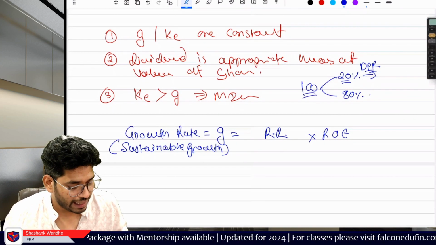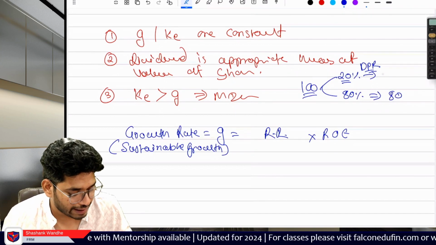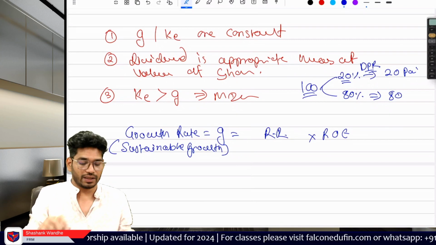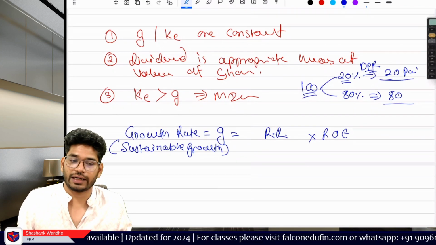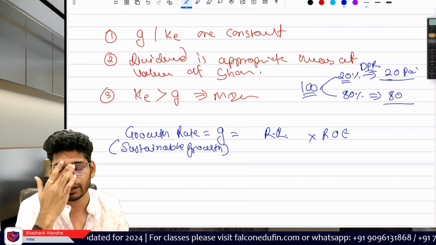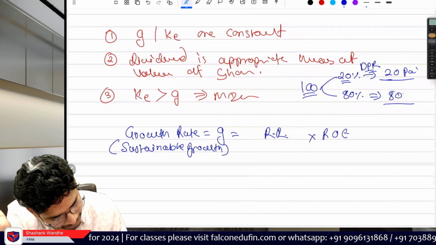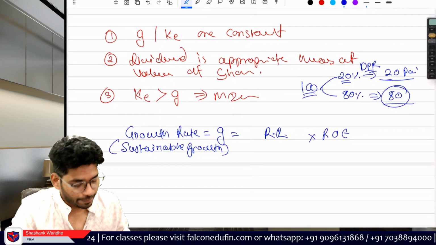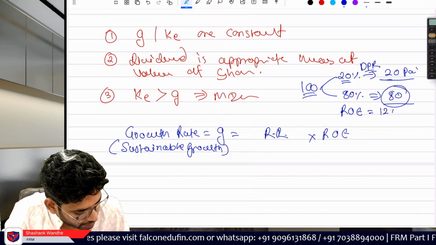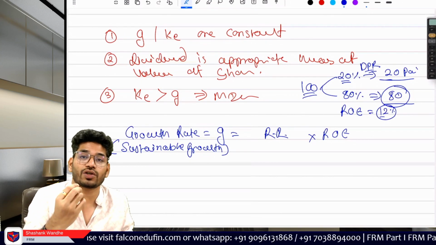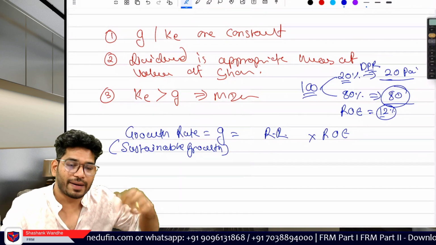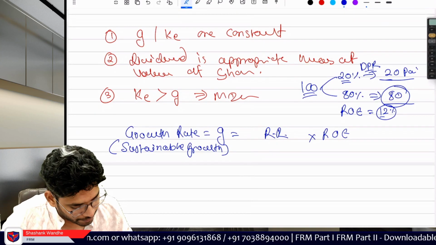So 100 multiplied by 80% is equal to 80. 80 is retained by the company and 20 is paid in cash by the company. Very simple, right? So you have to do this calculation and that's it. Now, if the company is retaining 80 and return on equity is say 12%, this means next year company will earn 12% on this retained amount.